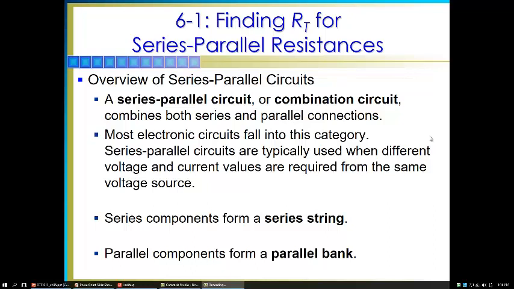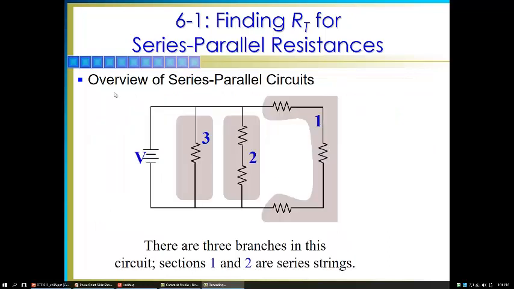Series components form a series string, and parallel components form a parallel bank. Like we talked about when we talked about series strings in chapter 4. If you have components connected in series, they form a series string, and when they're connected in parallel, this connection is a bank, a parallel bank.